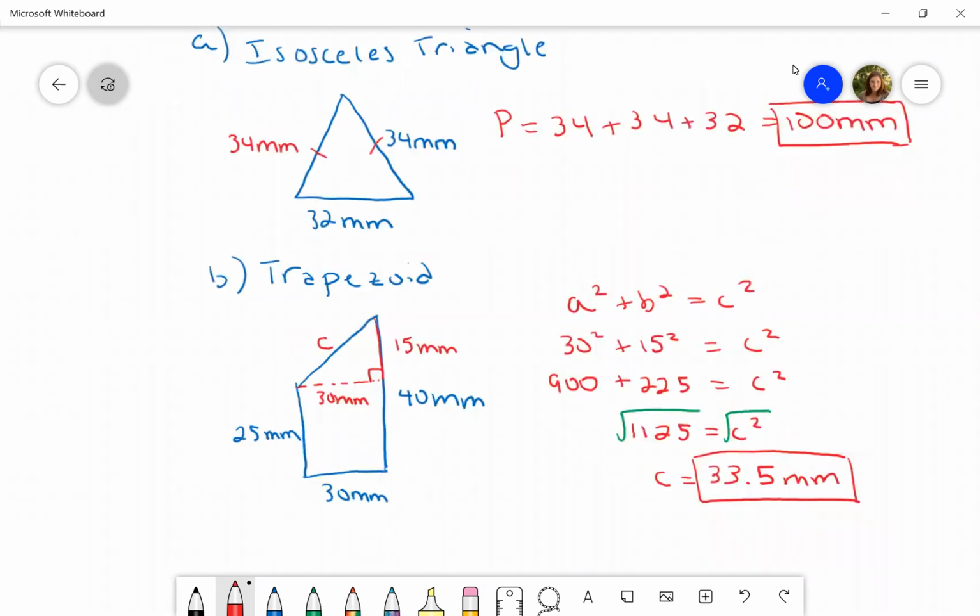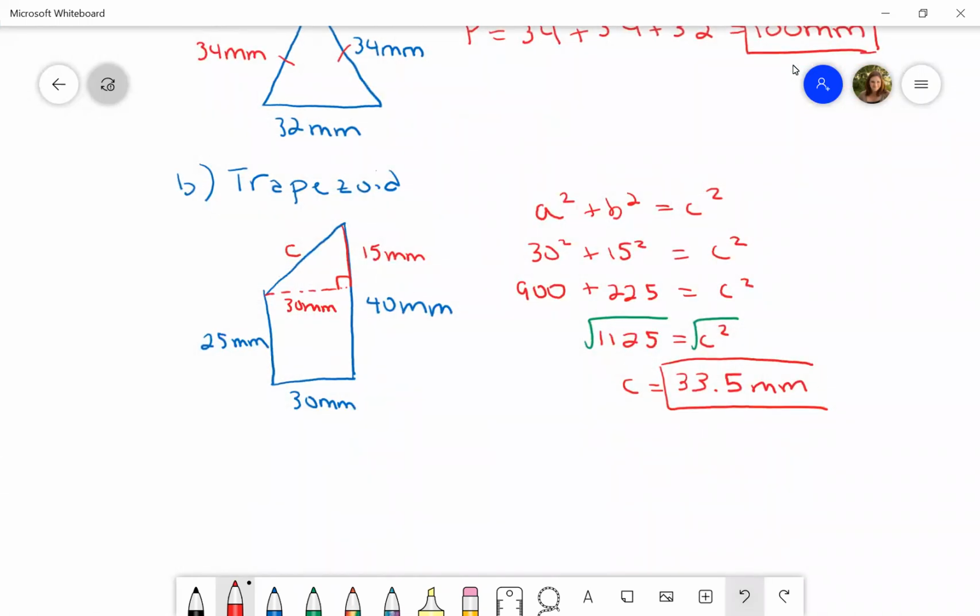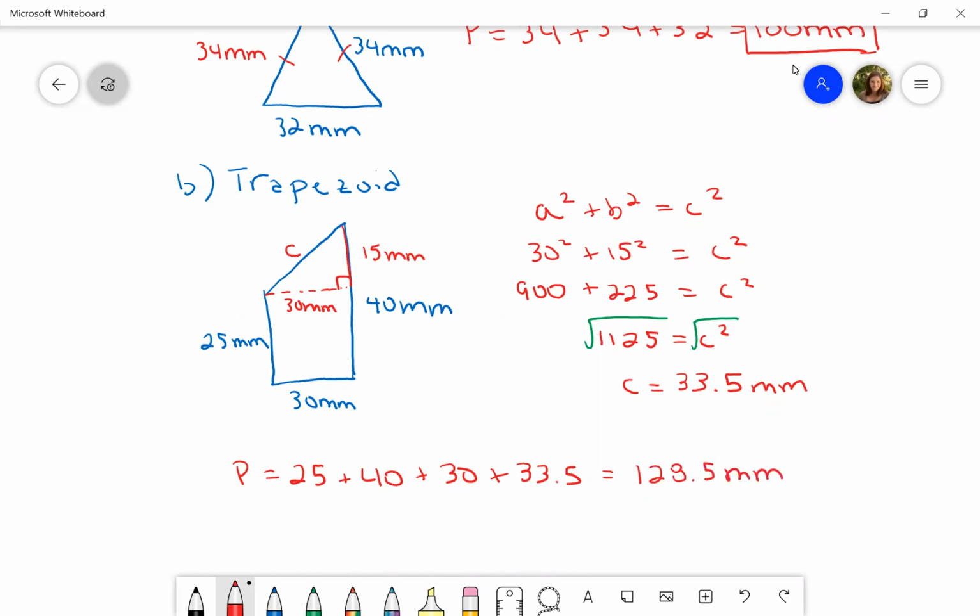Now, that's not the answer. Actually, I shouldn't even put a box around that because that's just the missing side. So now that we have that missing side, we can now find the perimeter. So 25 plus 40 plus 30 plus 33.5. That's going to be, I came out with 128.5 millimeters again.